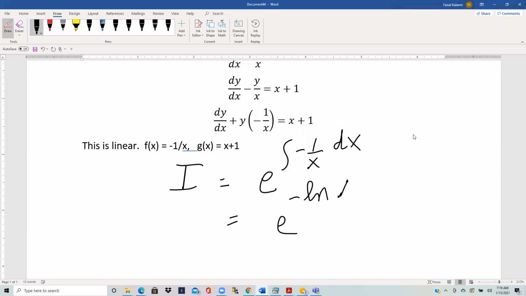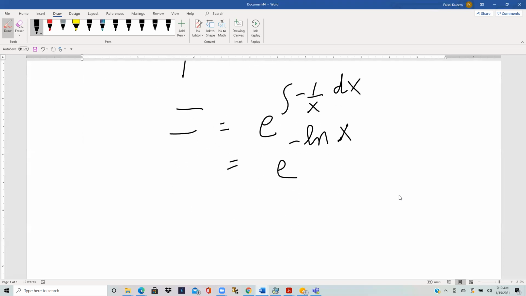Now at this point, remember, the correct integral of 1 over x is ln of absolute x, but don't worry about the absolute value at this step when you are integrating to find the integrating factor. So at this step, we neither worry about the absolute value in the log nor do we worry about the constant of integration. So just write it as e power negative ln x.